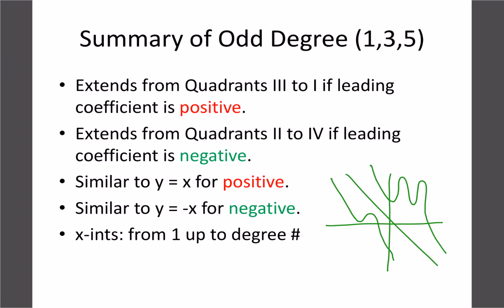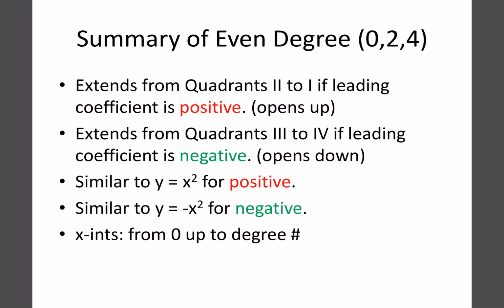So now when we do even degree ones, same sort of patterns apply, except we're just dealing with different quadrants. So if we have a positive 0 degree, remember, 0 degree was just a positive straight line that was above. So we have 0 x-intercepts, and we can see it's going from quadrant 2 to quadrant 1. That was our constant function, or 0 degree.